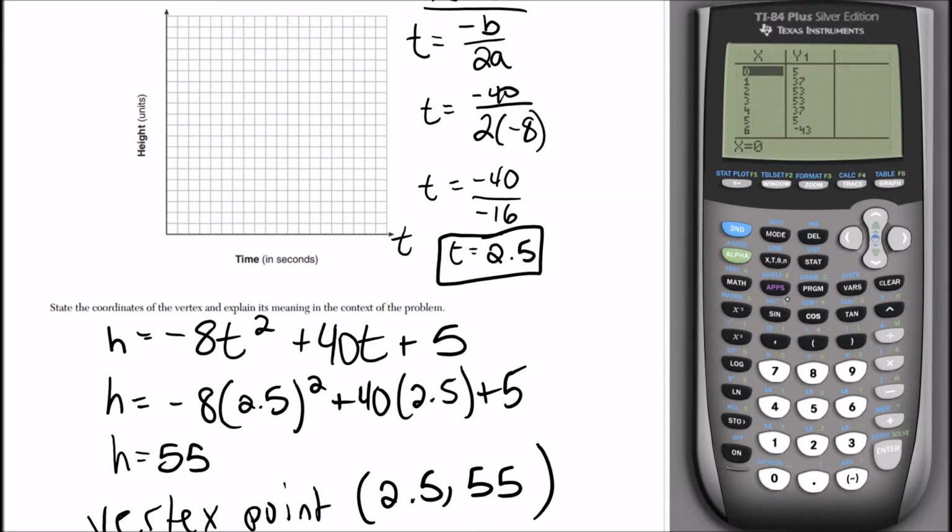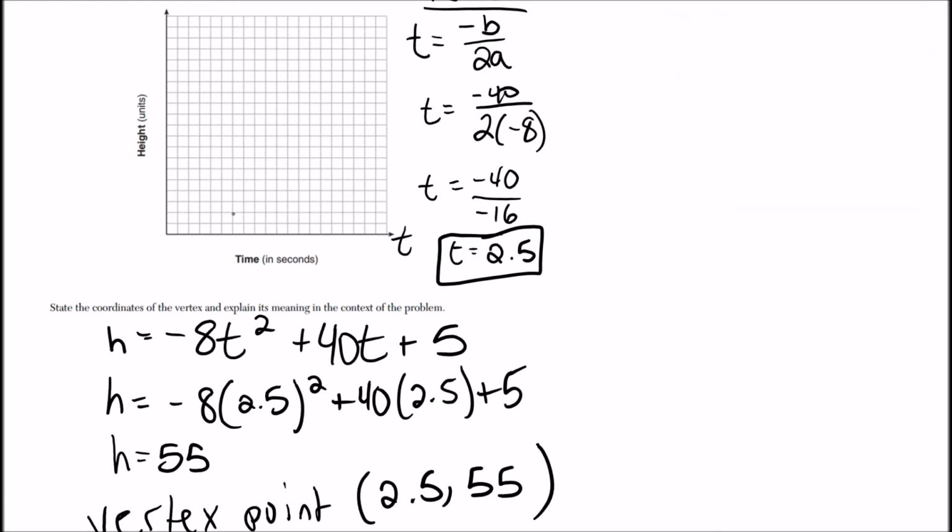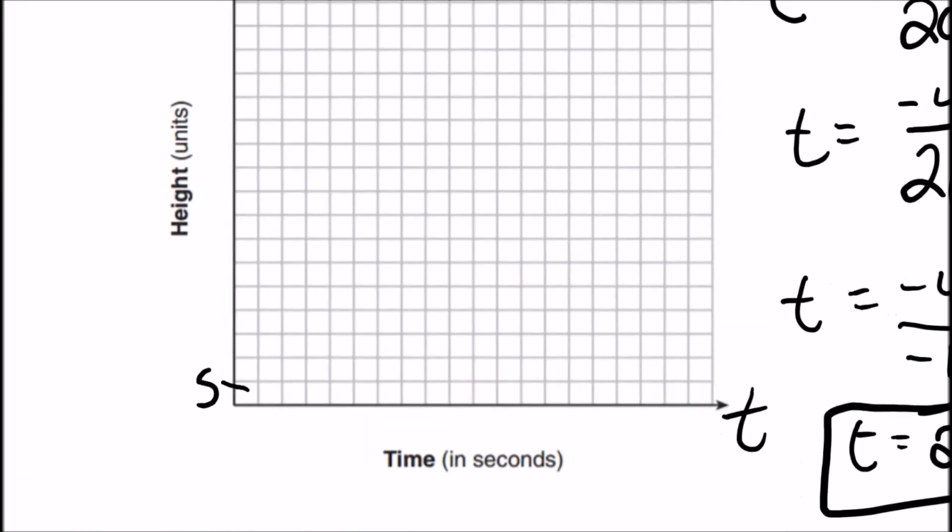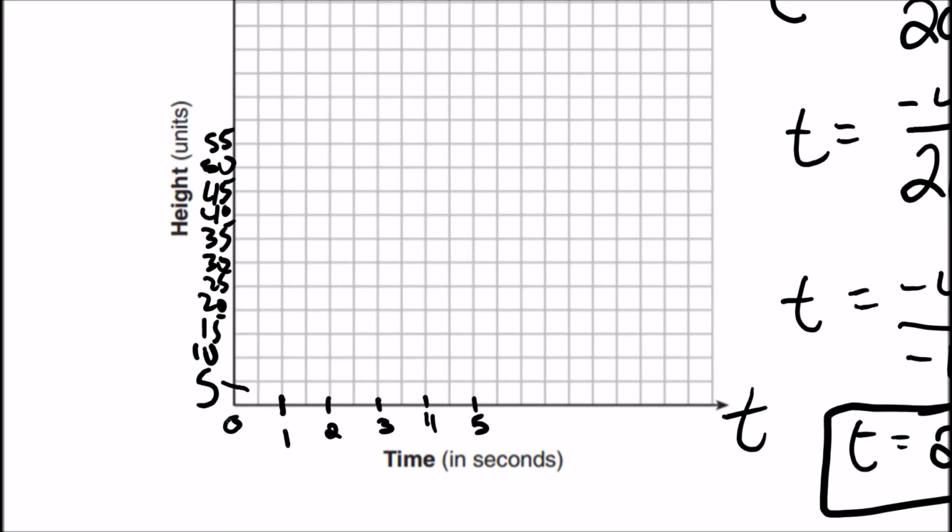So let's go ahead and actually do this. Now, we know that our max point here is at 55, and as you can see, it goes up to 53 on the calculator here. So for our height, why don't we go up by like 5s or something? So we'll go 5, zoom in a little bit here. 10, 15, 20, 25, 30, 35, 40, 45, 50, and then 55. And why don't we do every other? So 1, 2, 3, 4, and 5. Okay, and obviously we have 0 here.